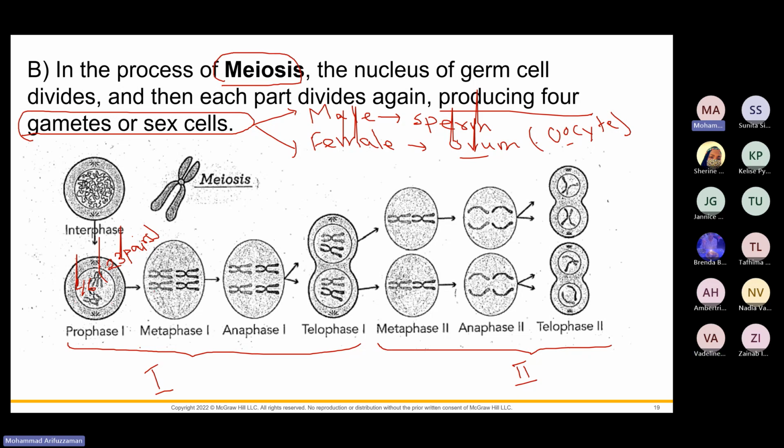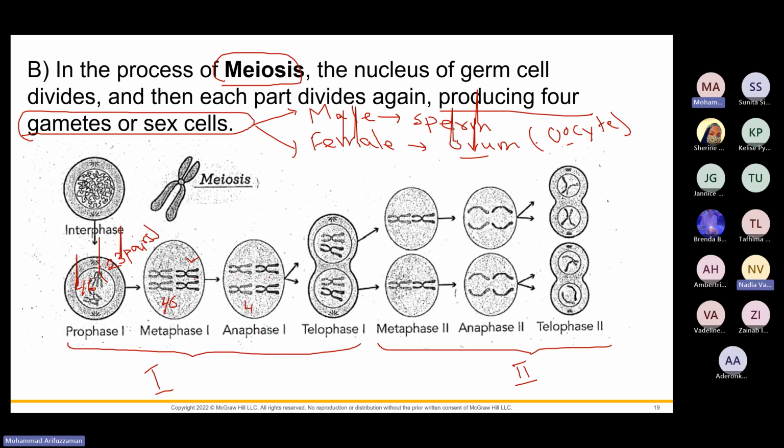Now in prophase 1, then in metaphase 1 the chromosomes align at the midline. You can see the midline, and still the chromosome number is 46. In anaphase 1, the chromosomes separate and migrate to the opposite poles. The chromosome number remains 46. And in telophase, the 2 daughter cells are produced. The chromosome number is 23. You can see the chromosome number becomes half. So in meiosis, the chromosome number is reduced to half.